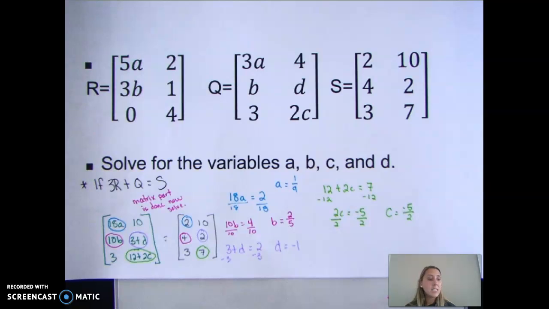Okay, so now that you have seen this, you should be able to do the problem at the end of the first page on your packet.